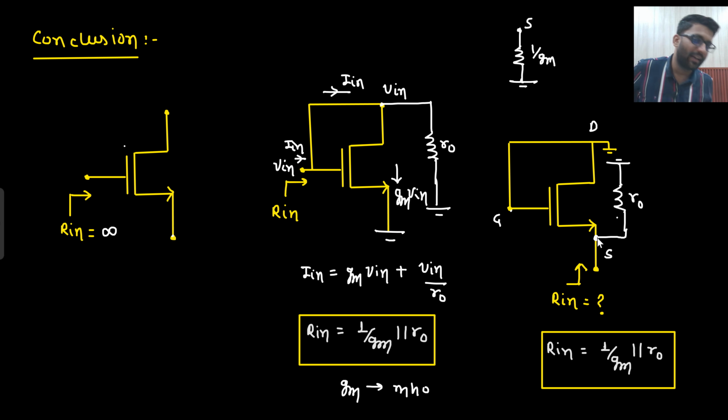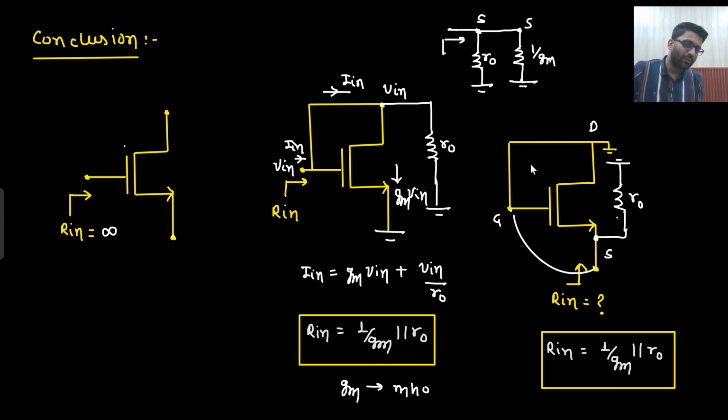Now, another thing I can tell: from source to drain I can see R naught. What I am saying is, from source to drain I can see R naught, and drain is connected to ground. So from the source, how much resistance can I see? From source to ground I can see 1 by Gm, and from source to ground I can see R naught. So basically from here, the resistance I can see is R naught parallel with 1 by Gm. There you go.